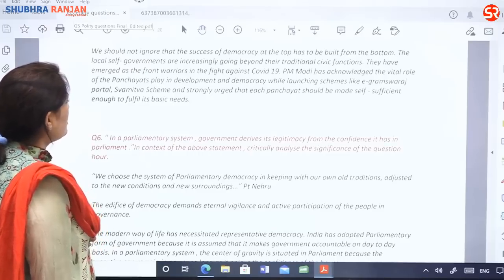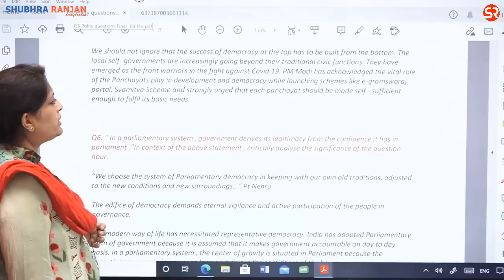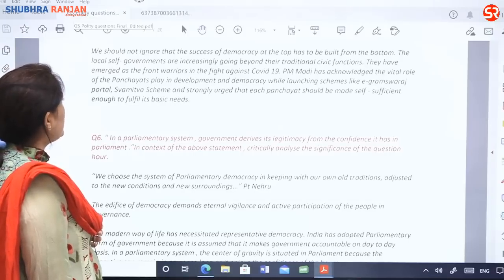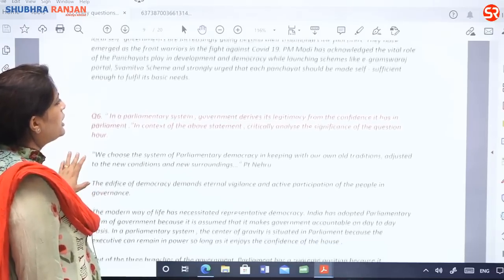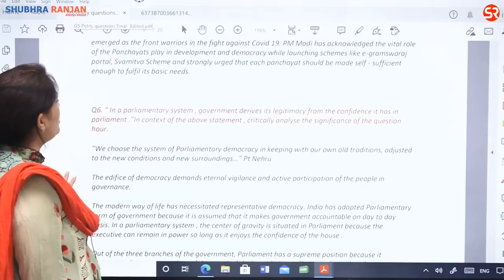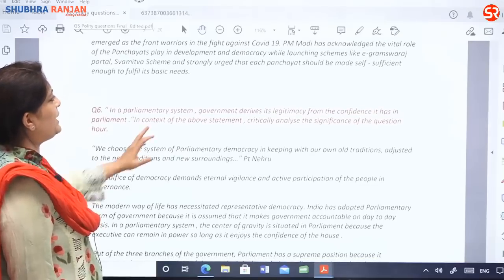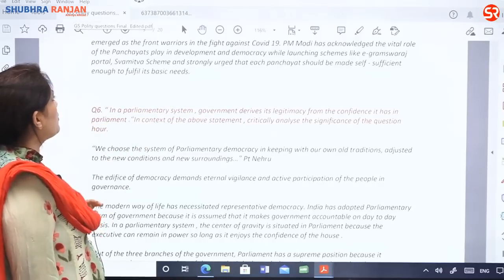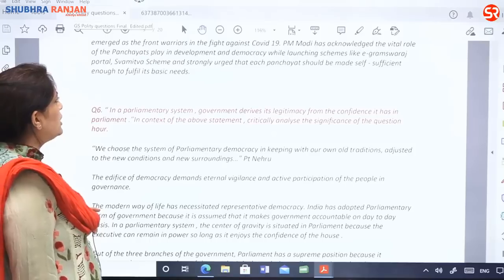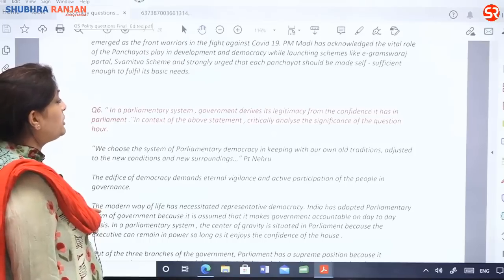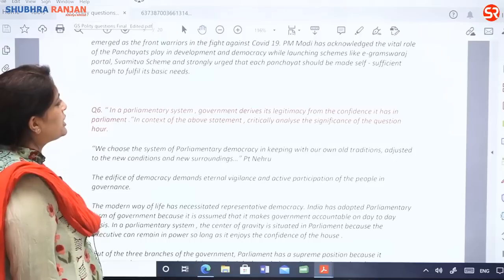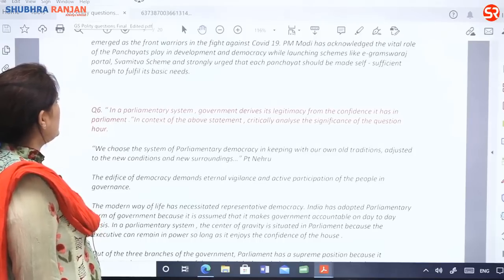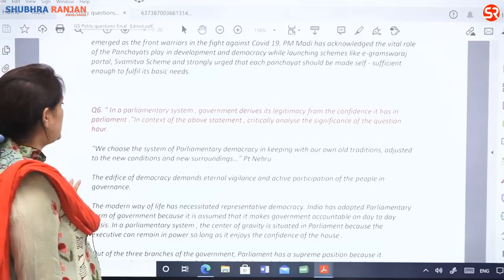The local self-government are increasingly going beyond the traditional civic functions. They have emerged as the front warriors. Modi has acknowledged the vital role of panchayats in development and democracy while launching schemes like E-Gram Swaraj Portal, Swamitva scheme, and strongly urged each panchayat should be made self-sufficient enough to fulfill its basic needs.